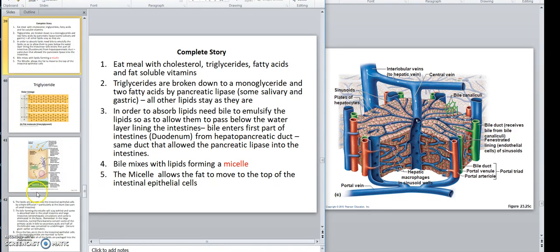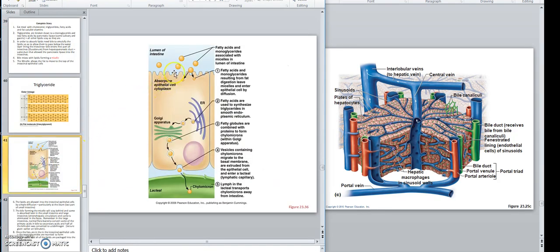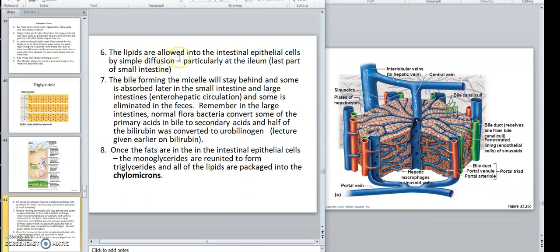So here's a picture of that coming down. The lipids are allowed into the intestinal epithelial cells by simple diffusion, particularly at the ileum. The bile that formed the micelle will stay behind, and some will be absorbed later in the small intestine and large. That's what we call the enterohepatic circulation, so you can keep reabsorbing some of the bile. Now, some of the bile keeps going. Remember, in the large intestine, normal flora convert some of the primary acids to secondary. So that's what bile does.